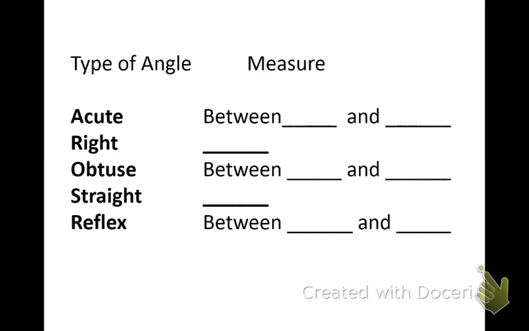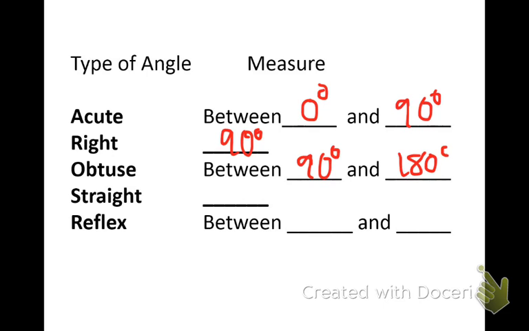Types of angle measure. An acute angle is between 0 degrees and 90 degrees. A right angle is 90 degrees. An obtuse angle is between 90 and 180. A straight angle is 180, that's a line. And a reflex angle, we won't use reflex angles in here, but a reflex is when it's past 180, when you're going the long way around. It's between 180 and 360.